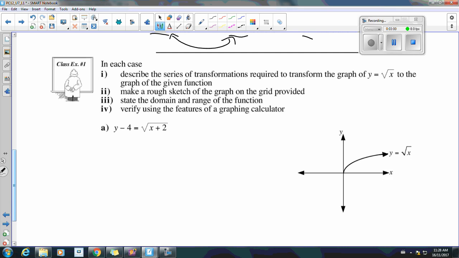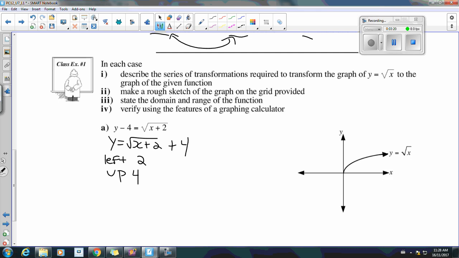We'll make a rough sketch, then we'll state the domain and range. So here we have y minus 4 equals square root of x plus 2. We could rearrange this to a more normal way of writing it, which is y equals square root of x plus 2, plus 4. So our transformations here are left 2 and up 4.